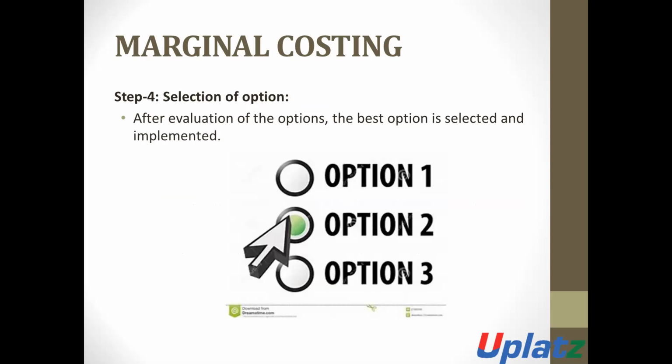The next step is selection of option. After evaluation of the options, the best option is to be selected by the entity and the entity will implement such option. After the identification of the problem, the identification of options, and the evaluation of options, the entity will select a particular option which is considered good and very useful for the entity to fulfill its objectives. So this is the proper framework for decision making.